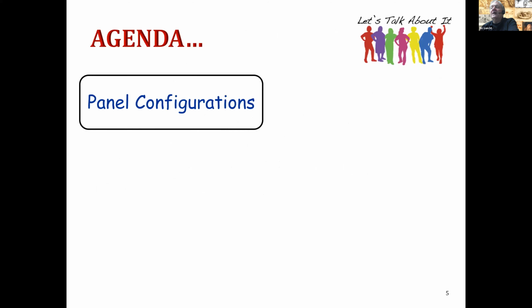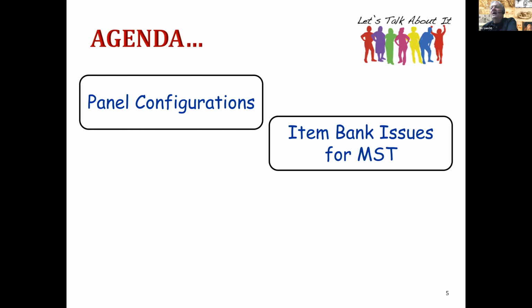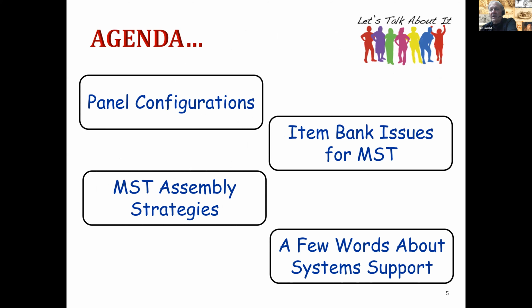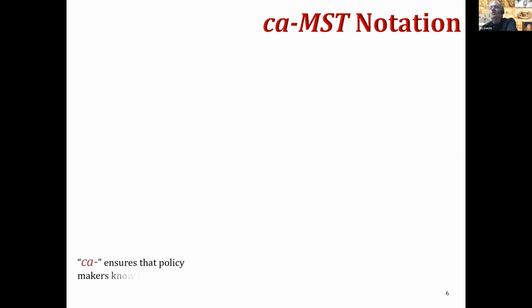Now, what I want to talk about is four things here, and give the others some time. One is a little bit about panel configurations, and item bank issues, which April alluded to. It turns out it's one of the biggest issues in multi-stage. Then some assembly strategies that I've worked on. I'm sure Tim will have other ideas that ETS has done. And then a few words about system support, as I've been involved in that over the last 20 years or so.